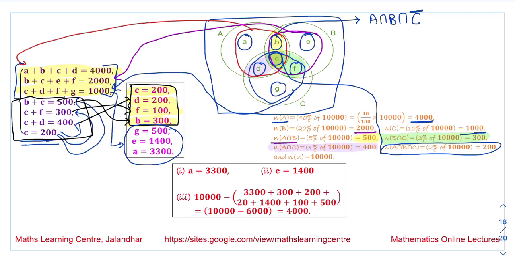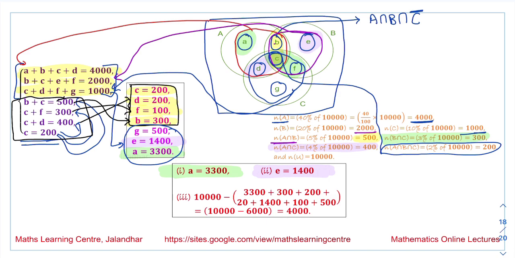Now the first thing that we have to calculate is A only, that is those who buy the newspaper A only. A only means we are talking about the value A. The value of A we have is 3300. So the answer for the first part we obtain is 3300. Next is those who buy B only. B only means we are talking about the value of E. The value of E we have is 1400. So the answer we obtain for the second part is 1400.